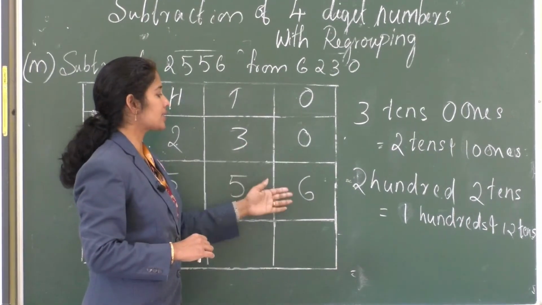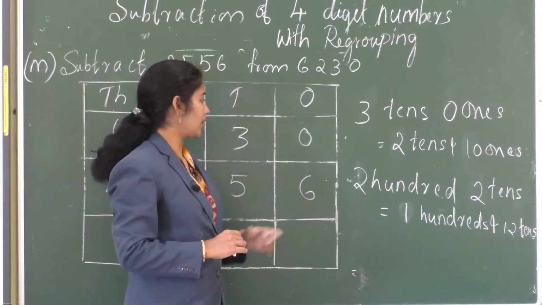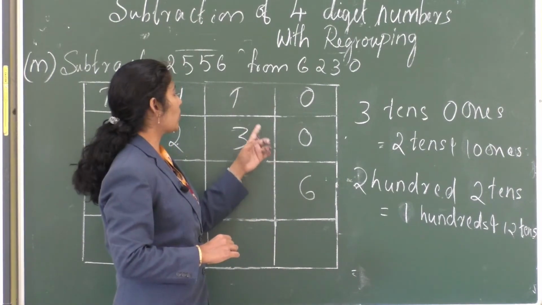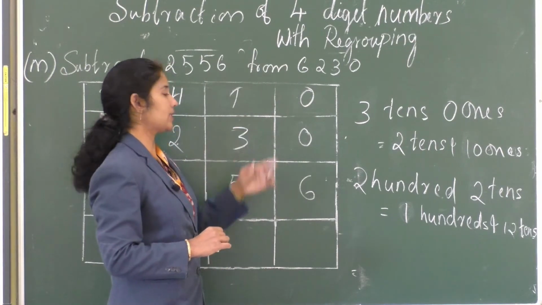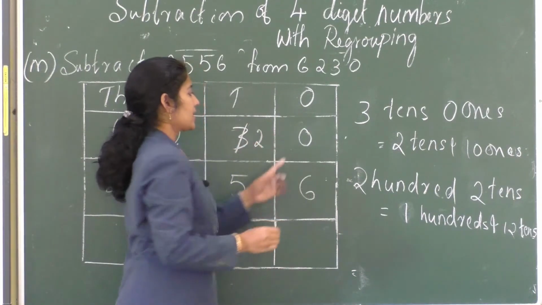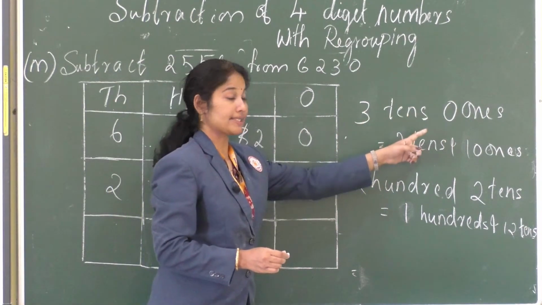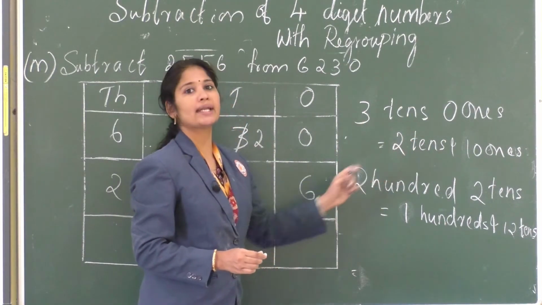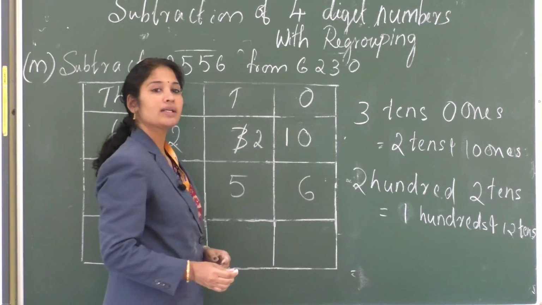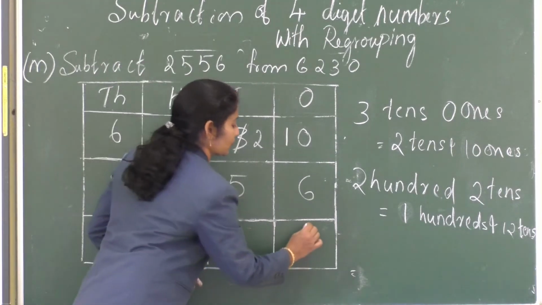Ones place we have 0 and 6. 0 is smaller than 6. We can't subtract. So, we have to regroup. We have to borrow 1 ten from the tens place. So, 3 will become 2 and 0 ones will become 10 ones. Here we have 10 and 6. What is 10 minus 6? Yes, 4.